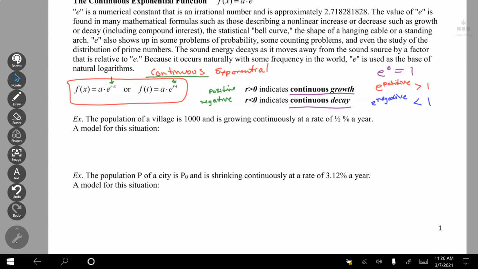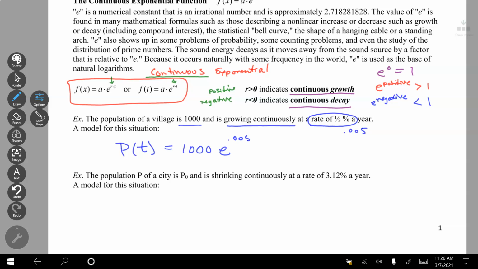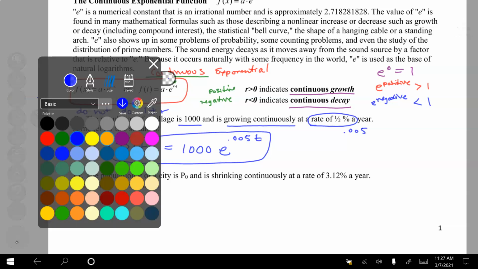So for my two examples here, I have a village with a population of 1,000 growing continuously, that's the key, at this rate. Well, 0.5% is the number 0.005 when you change it to a decimal. So my population of this village is going to be 1,000 e raised to the 0.005t. Now, here's the thing I should have written. Do not do 1 plus or minus r when we do these rates. We don't have to add 1 for growth. This e already kind of has that 1 in there because e to the 0 is already 1. We don't have to add it. That's the big difference.